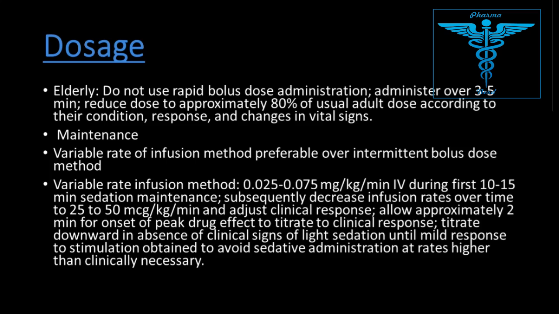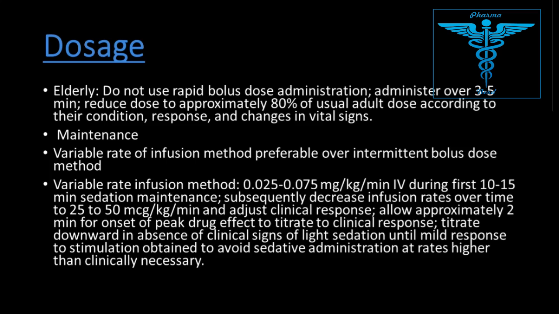Reduce the dose to approximately 80% of the usual adult dose according to the condition, response, and change in vital signs. Maintenance: variable rate of infusion method is preferable over the intermediate bolus dose method. Variable rate infusion method 0.025 to 0.075 mg per kg per minute IV during first 10 to 15 minutes of sedation maintenance, subsequently decrease infusion rate over time to 25 to 50 microgram per kg per minute, and adjust clinical response.